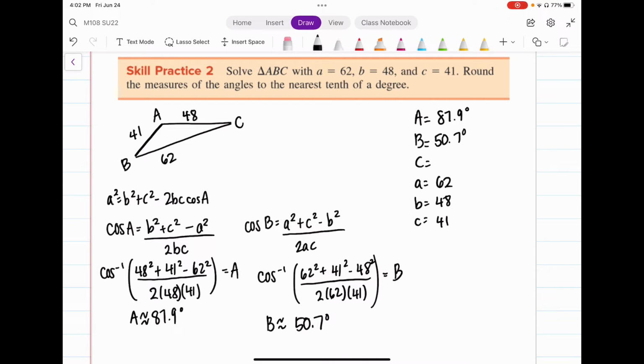And then lastly, find our third angle measure by taking 180 minus angle B and angle A.